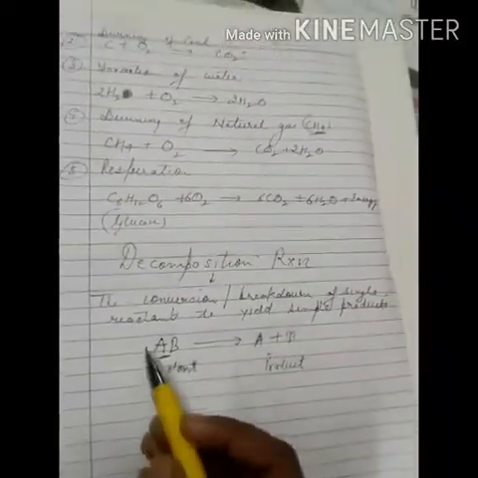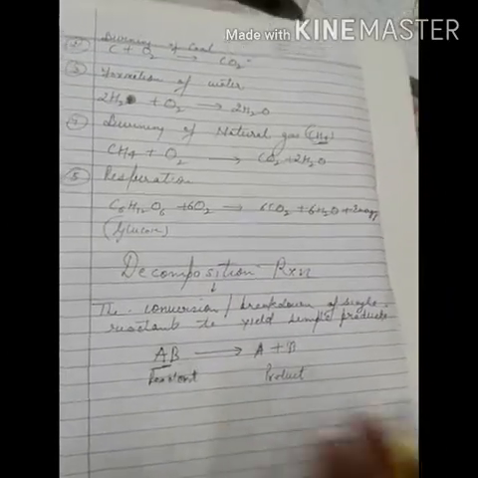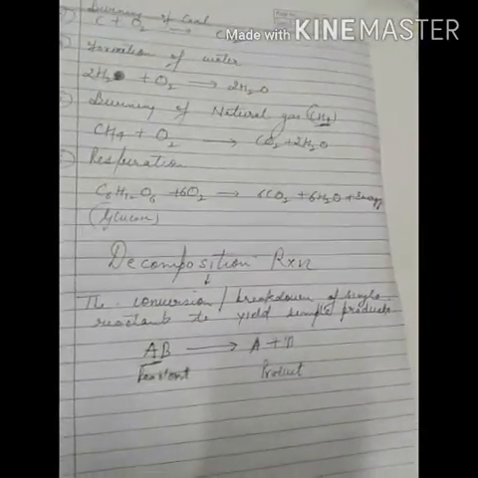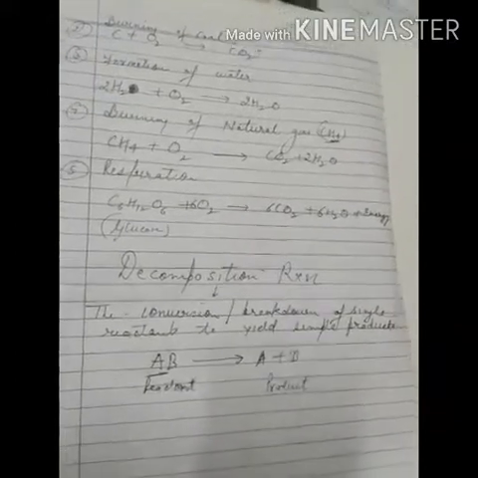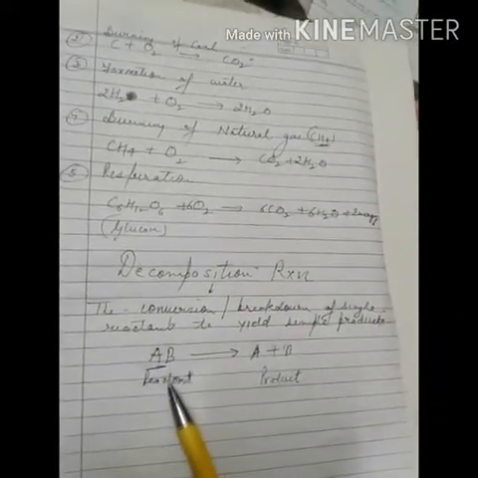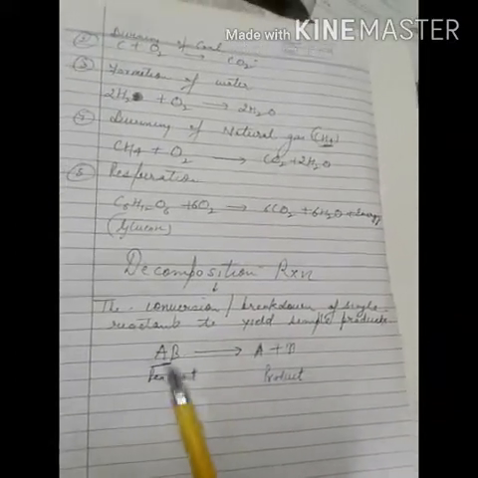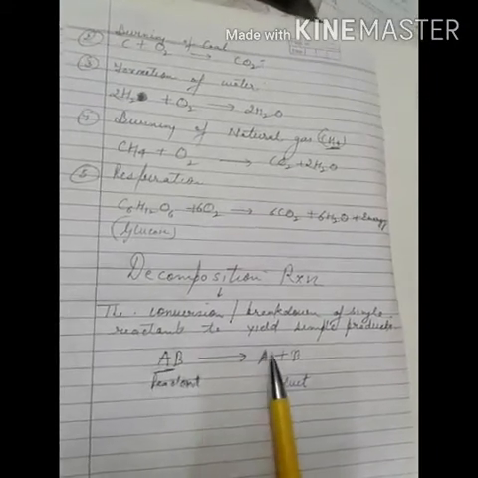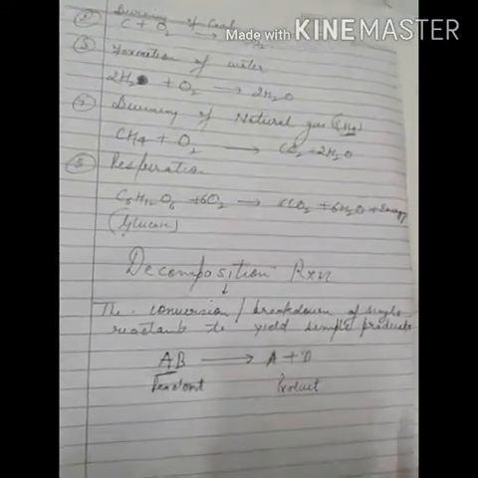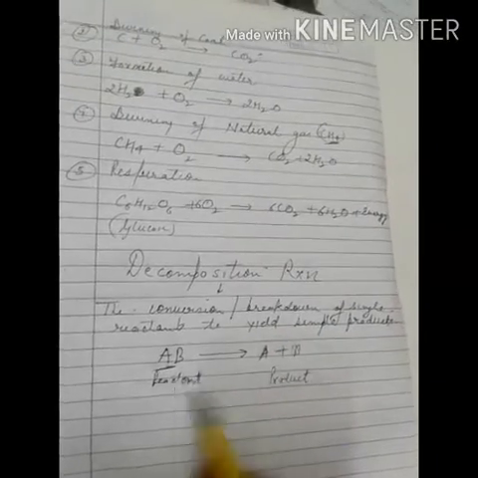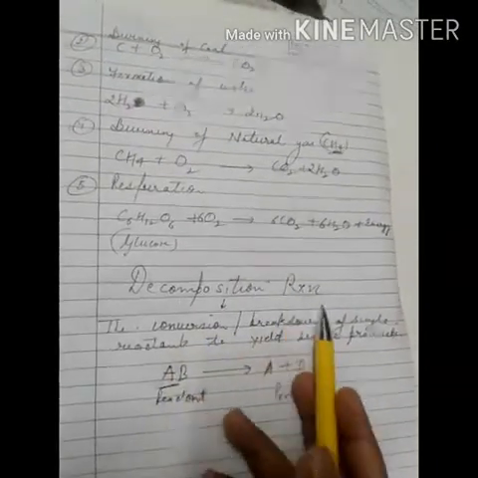Now we have a reactant. Now we are continuing from our previous video lecture. The topic which we were doing was decomposition reaction. Now we have here reactant AB. It is breaking down to give you two or more simpler products. Such type of reaction is known as decomposition reaction.